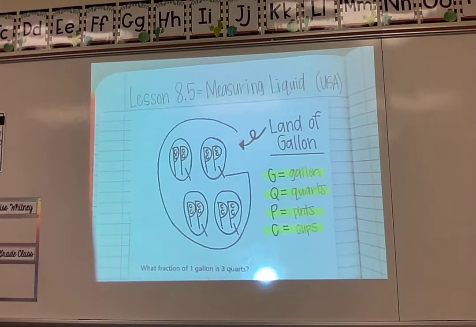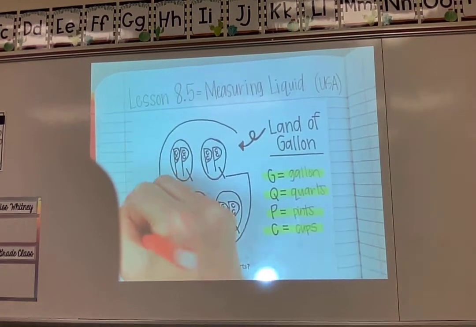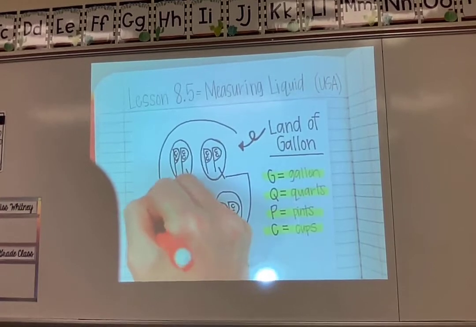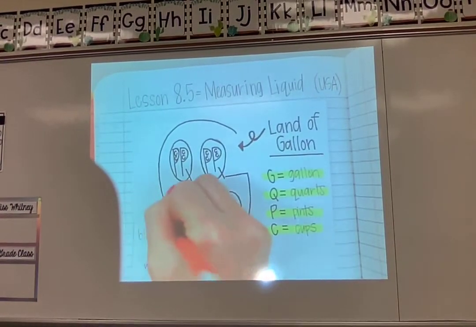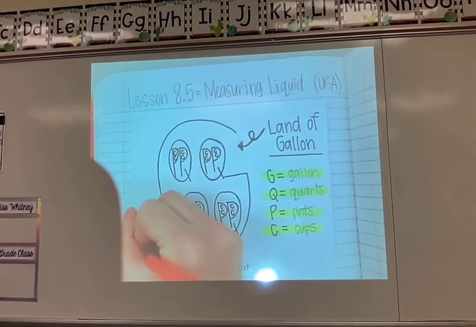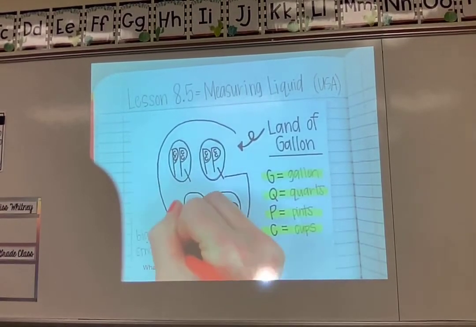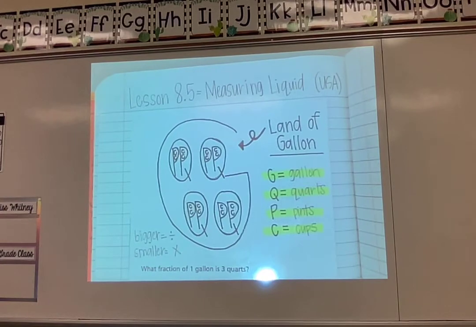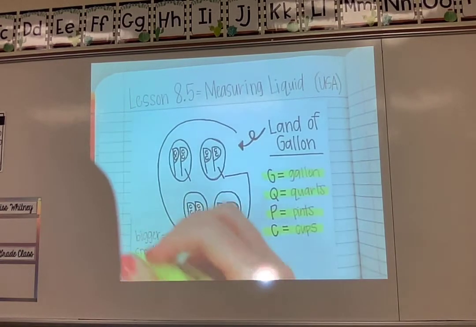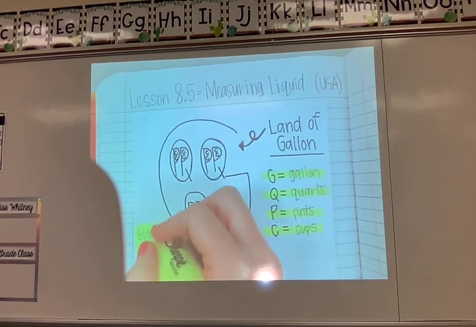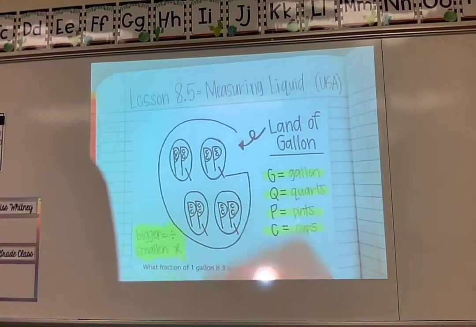Also, just like we did yesterday, it is important to remember if we are going to bigger measurements, we are going to divide. If we are going to smaller measurements, we are going to multiply. Just like we were yesterday. Bigger measurements, we need to be dividing. Smaller measurements, we need to be multiplying.